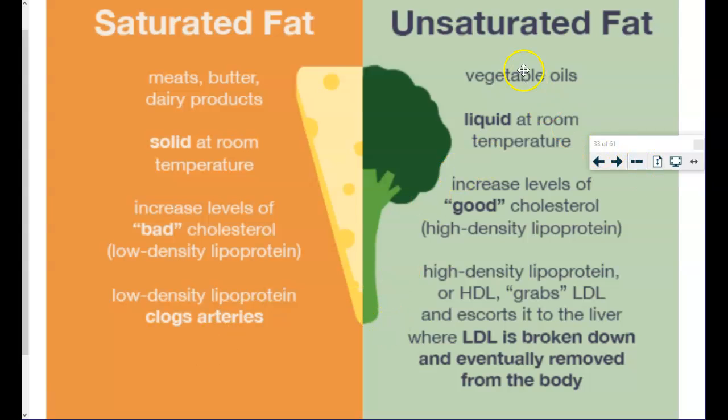Okay, so if you could use oils instead of butter and bacon fat to cook, generally that's going to be healthier for your heart.